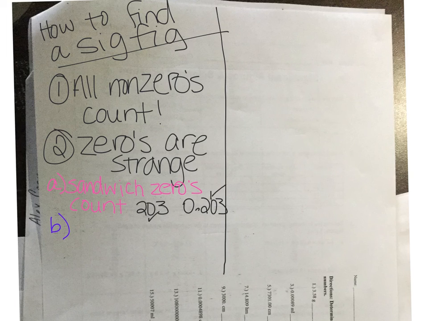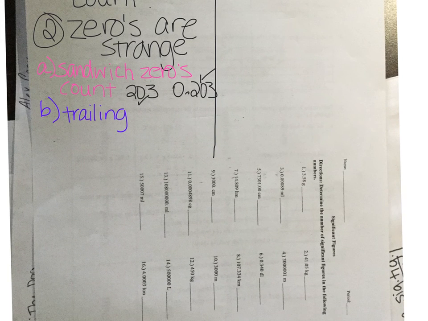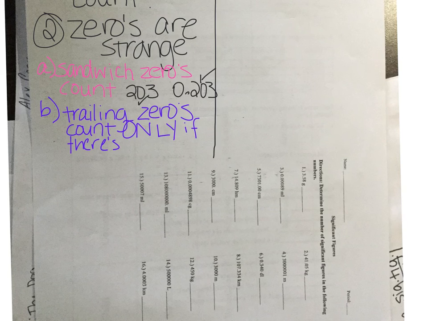All right, our next rule is trailing. Do we know what I mean by when I say trailing? Is that at the beginning or the end, do you think? It's at the end, exactly. Let me scooch this up. Okay. Trailing zeros count, and then put only, very bold, if there's a decimal. Okay? Trailing zeros count only if there's a decimal.